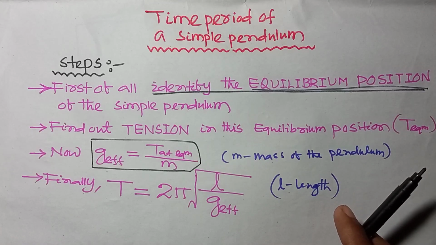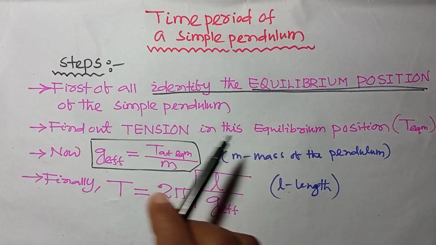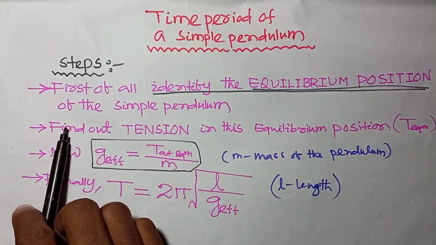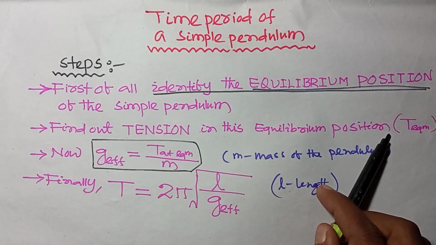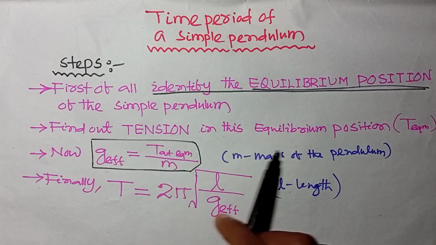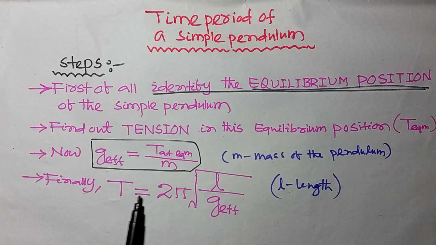This is the trick to find the time period of a simple pendulum. First you identify the equilibrium position, then you find the tension in this equilibrium position, then you divide this tension by the mass of the pendulum to find g effective, then finally your time period will be 2 pi into square root of L upon g effective.